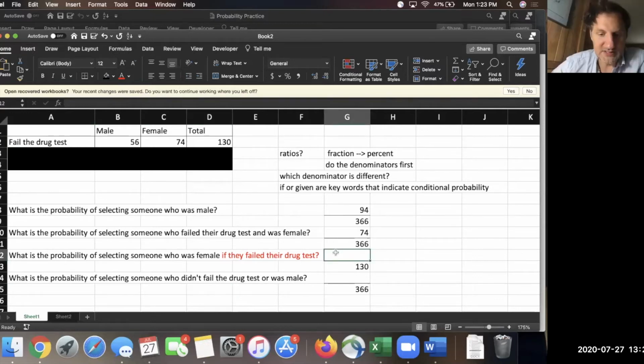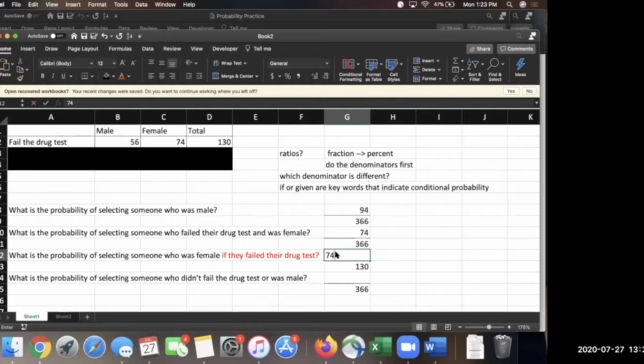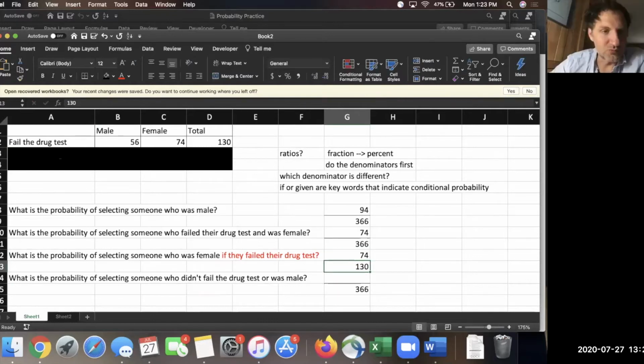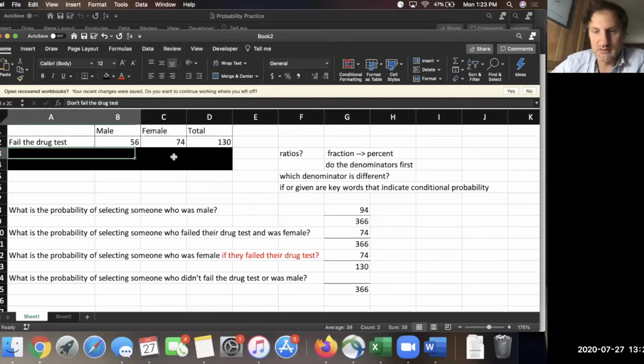Females. So that's 74, the same top number, right? It's really important to block out that bottom part with your hand because you don't want to get sucked into these numbers.